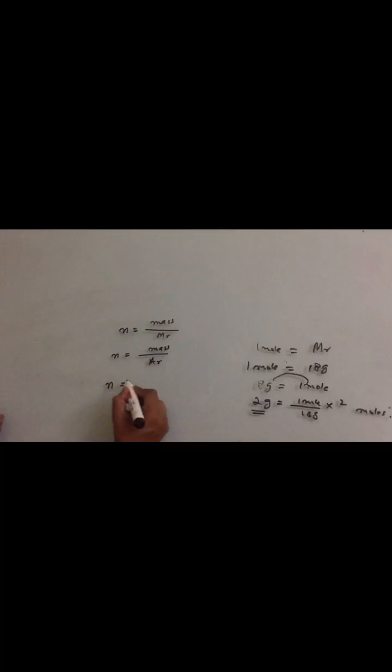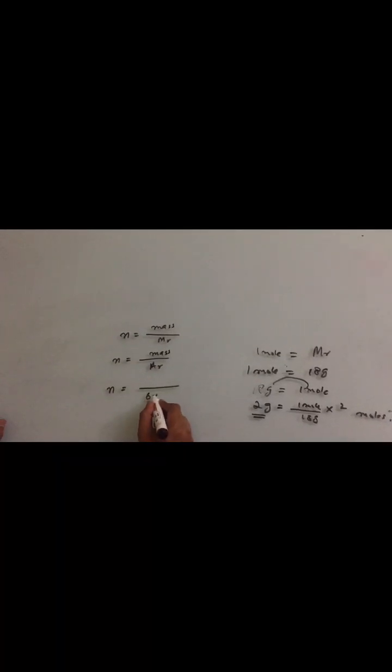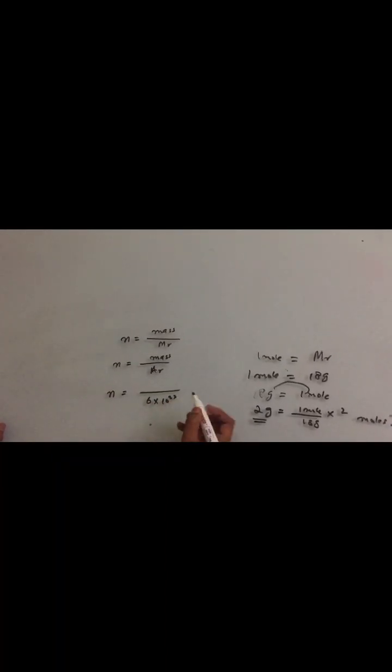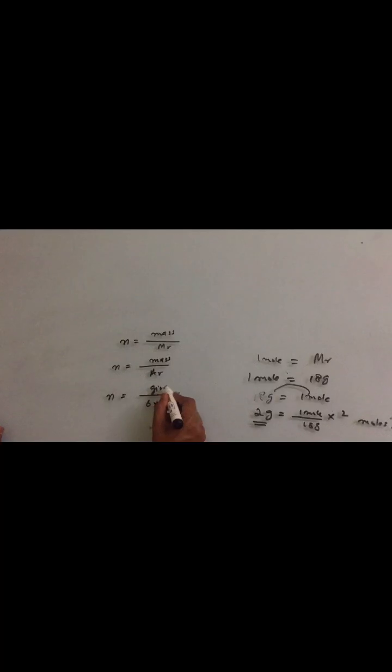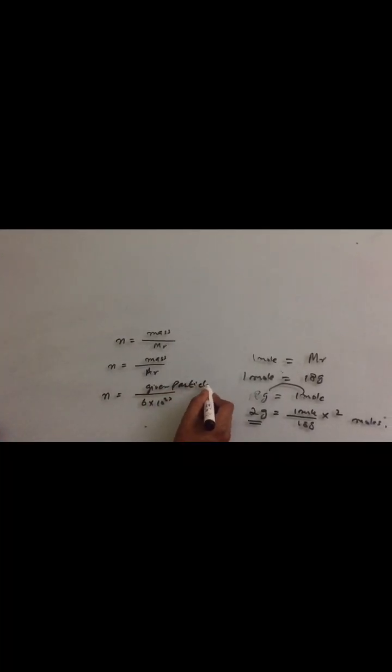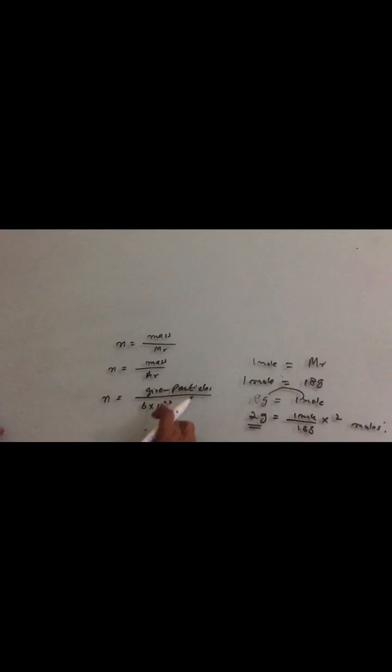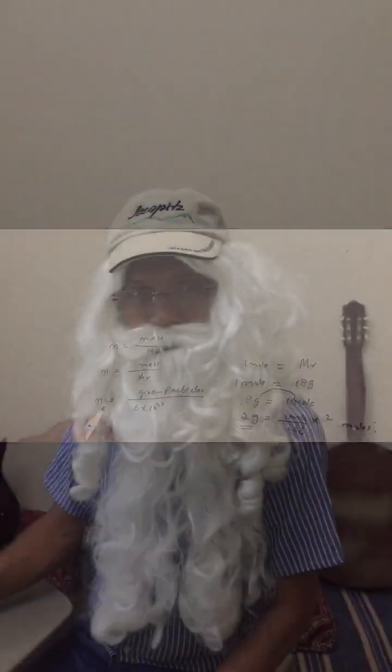Another one for moles: the Avogadro number, 6 times 10 to the power 23, and the given particles. If any particles are given to you, you write the particles and divide by the Avogadro number, 6 times 10 to the power 23, and you will get the number of moles. With the help of these equations, we have calculated the short method to calculate the number of moles. Let's see the next one.